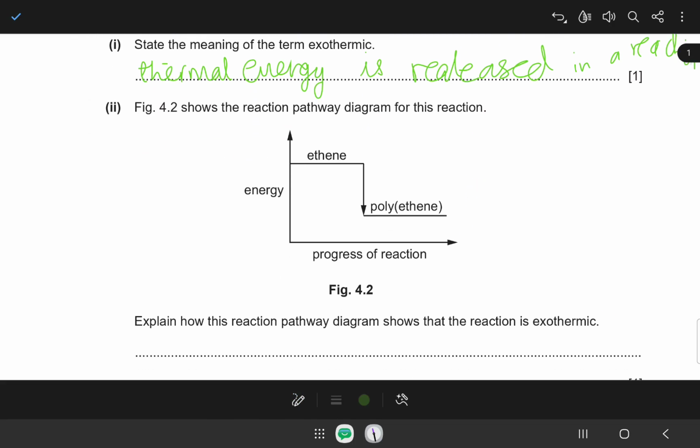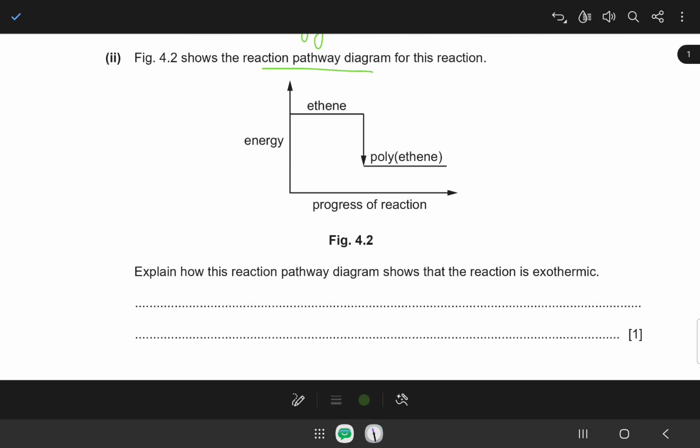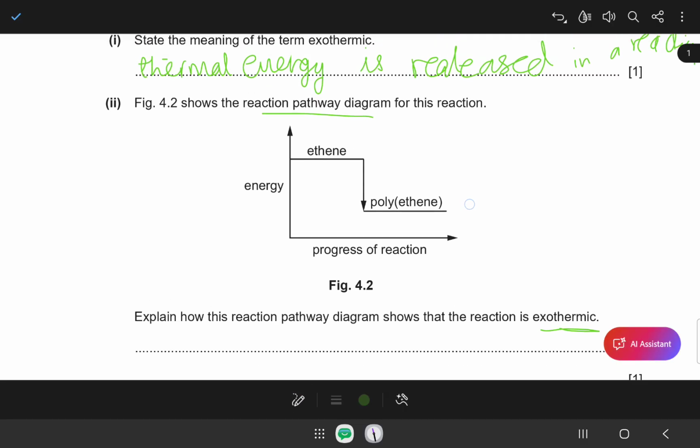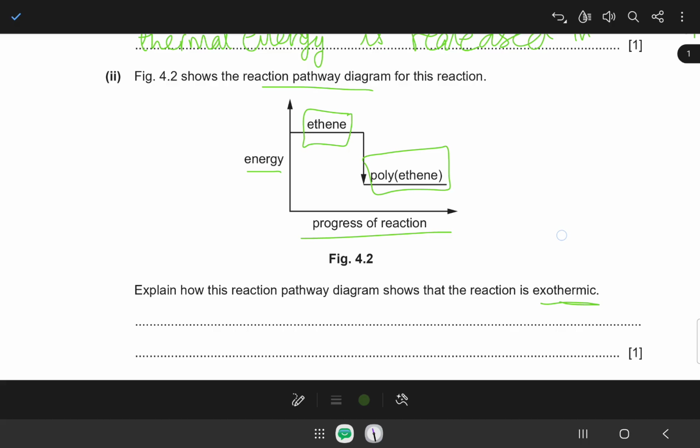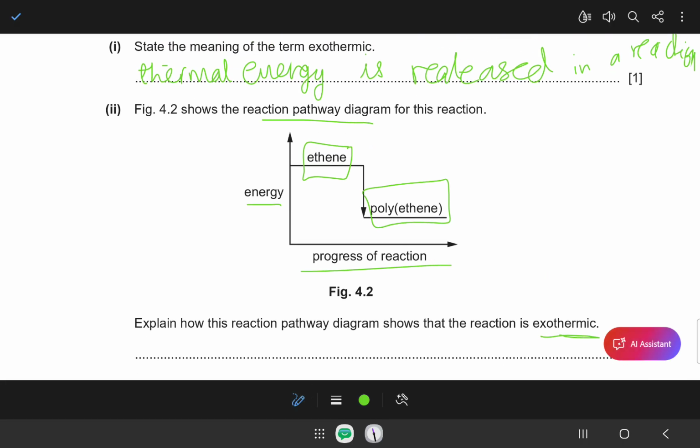Figure 4.2 shows the reaction pathway diagram for this reaction. Explain how this reaction pathway diagram shows that the reaction is exothermic. So this is energy, this is progress of reaction, this is our reactants, and this is our product. We have to know something about reaction pathway diagrams, and in this question it says why is it exothermic. Reaction pathway diagrams usually show the transfer of energy, so they want us to relate it with that.